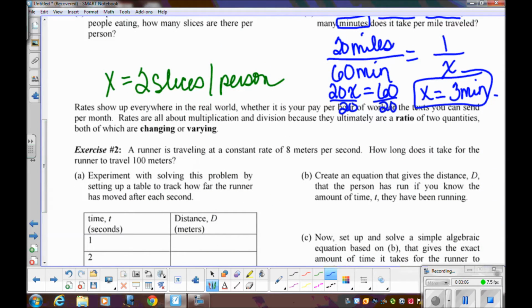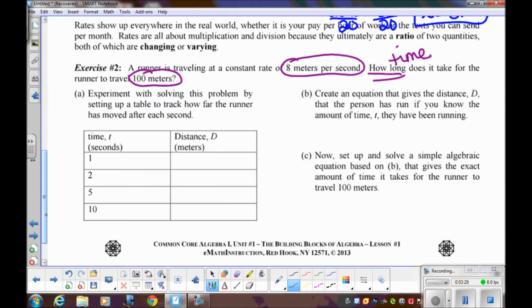Down on number 2, this is where I think it gets a little bit more interesting because we've got some application to it. It says a runner is traveling at a constant rate of 8 meters per second. How long does it take for the runner to travel 100 meters? How long? So we're looking for time. We know distance and we know rate, how fast the person is moving. Great way to sort of track this is to put things in a table.